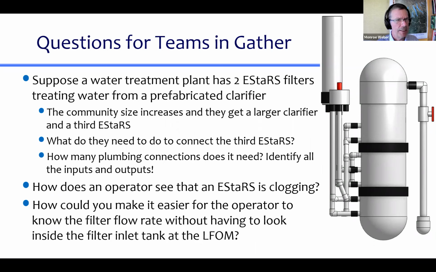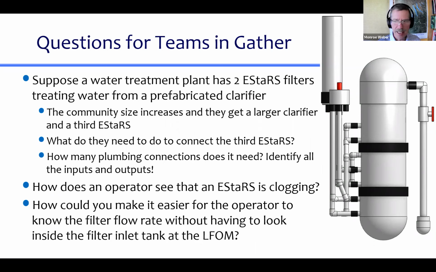And I want you to think about, well, what does the plumbing look like that would connect these filters together? And to be fair, I haven't showed you this, but I want you to think about, like, the water's got to get to all the filters. All the inlets and outlet stuff has to work. So how many plumbing connections does it take to add another filter if you want to expand the flow through a plant? And then how does an operator see that an E-stars is clogging? Like, where would you look to see that the filter is clogging?